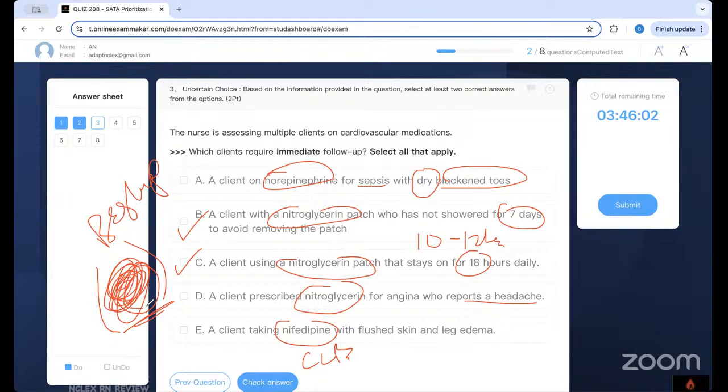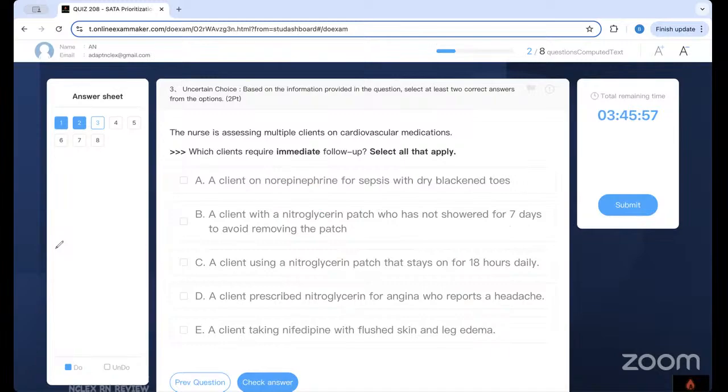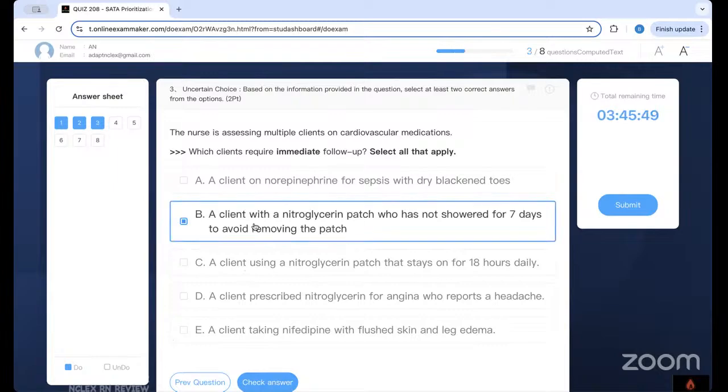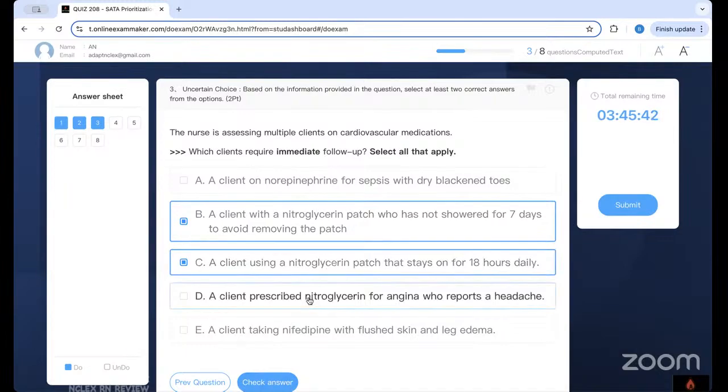Don't pick it. Use the content to answer it. Therefore, which of these is an expected finding? Which one should we pick? Keeping the patch on, not taking a shower for 7 days is not good. Need education. Keeping the patch on for too long, need education. Right? So those are the two that need education. The rest are all expected findings. Okay, so that's that one.